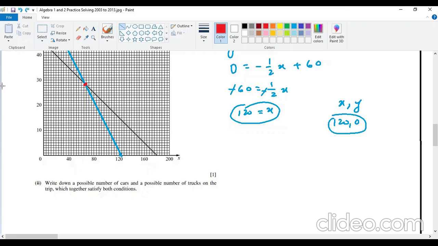So I will write something like this: 50 or 51 cars. You can write either, both are accepted. And when it comes to trucks, it's going to be less than 30, so it's going to be 29 or 30 trucks. If you write either, both are fine answers and you get full marks.